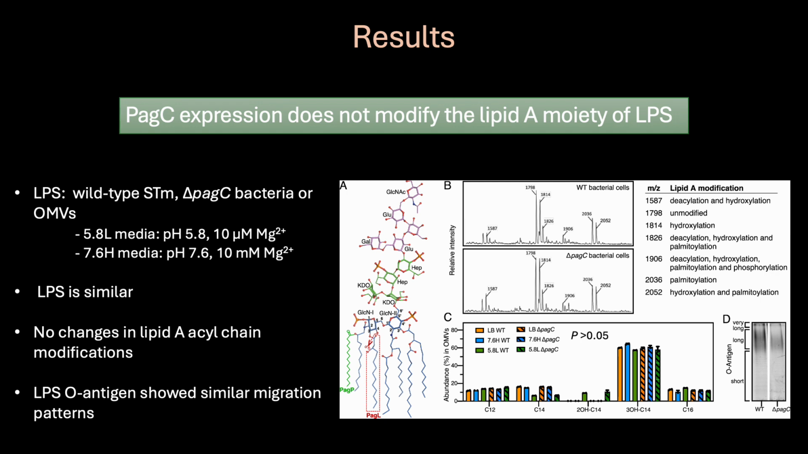Lastly, Figure D is showing the SDS page analysis of LPS O antigen from the wild type and mutant STM, which showed similar migration patterns. The bands shown represent different lengths of the O antigen polysaccharide chains, with shorter chains migrating faster and appearing higher on the gel, while longer chains migrate slower and appeared lower. Overall, this demonstrates that the LPS in the wild type and mutant STM is similar, and PAG-C expression does not modify the lipid A moiety of LPS in the outer membrane.